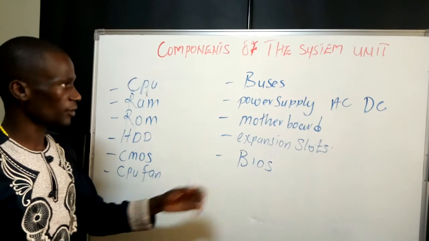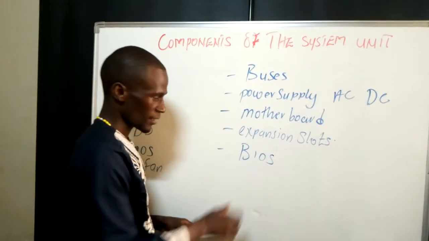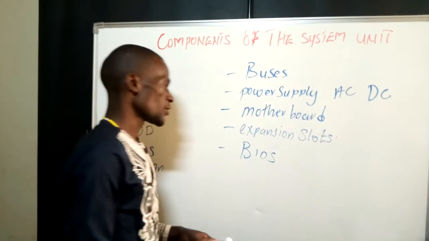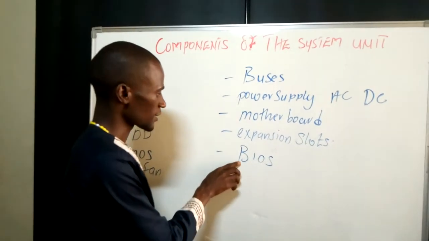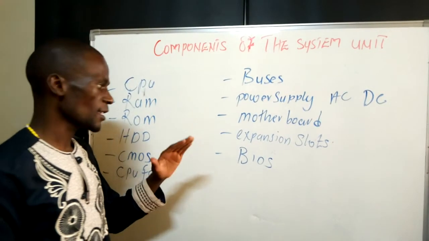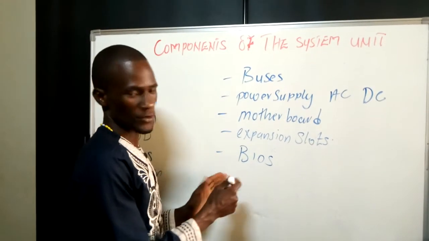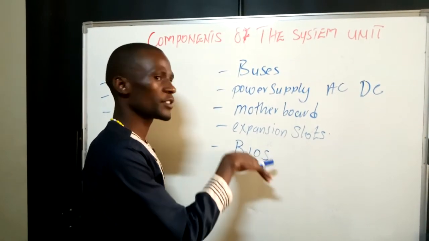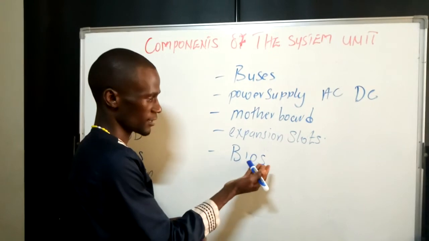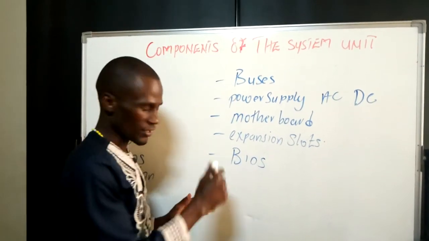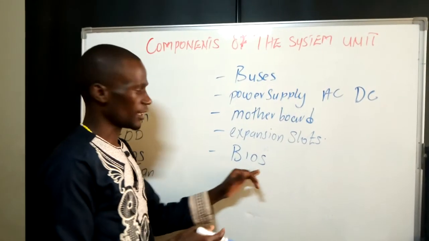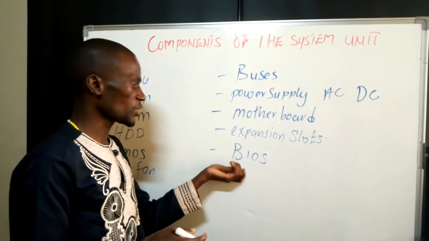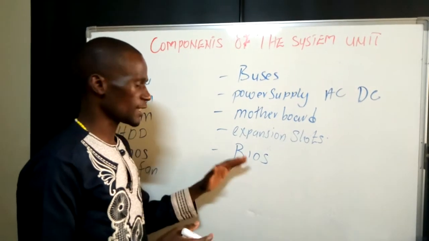And lastly, here on my list is the BIOS. BIOS in full form is the basic input output system. The use of this component is that it has some settings which are needed when the computer is starting. Whenever a computer is booting, we need this part. It is embedded onto the motherboard, and the use of it is to provide the configuration settings or the information which is needed whenever a computer is starting.